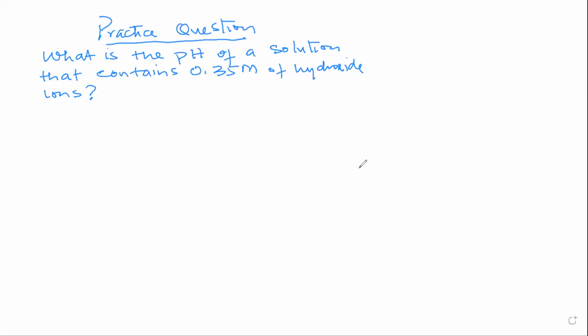So hopefully you did it. Let's look at it together. Again, we analyze the problem. What is the pH? Okay, pH we do not know. That contains 0.35 molar of hydroxide ion.